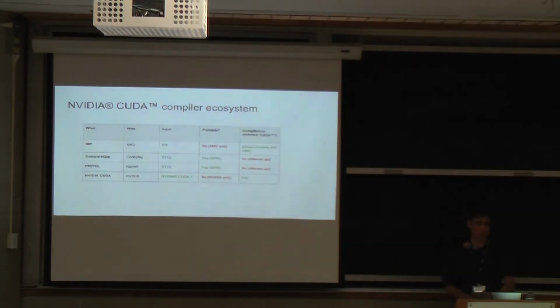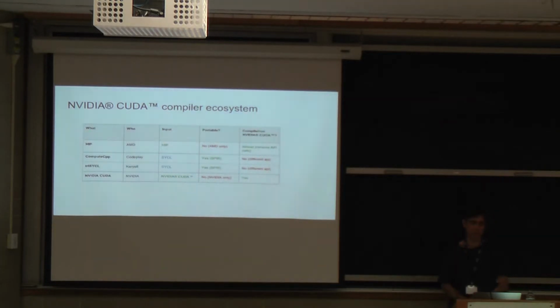Then we have two SYCL compilers, which we know a lot about now, right? So the input to these is standard SYCL, open standard, but you cannot just take a CUDA application and compile it with the SYCL compilers. You would have to port it to SYCL, so you're going to port the code base. Is it portable? Yes, because it uses SPIR. I mean, when I say it, I mean the one from Codeplay, the one from Xilinx.